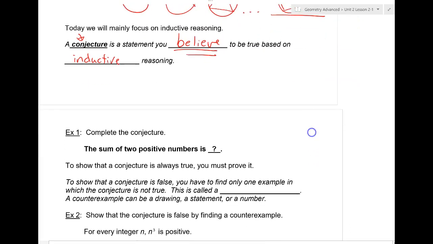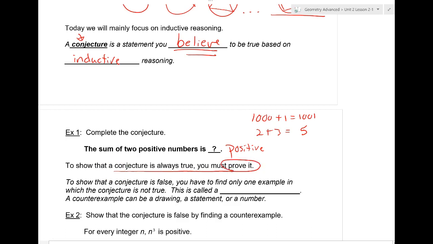All right, so complete this one for me. The sum of 2 positive numbers is positive. Now, how would I know if that's true? Well, why not add 2 positive numbers together, right? I could go 1,000 plus 1. Oh, that's 1,001. I could go 2 plus 3. Is that still going to be positive? Yeah. So we can make the pattern. We can make a conjecture based off of that. But again, notice this right here: for a conjecture to always be true, you must prove it.